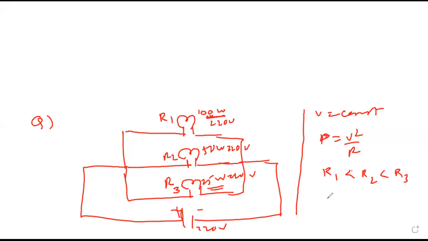But power and resistance are inverse. So P1 is greater than P2, is greater than P3. Who will be maximum? First one? Yes. Right. Yes.